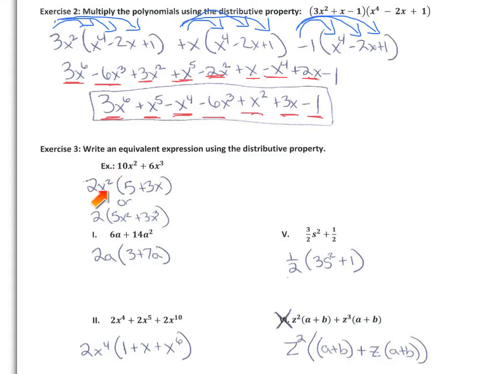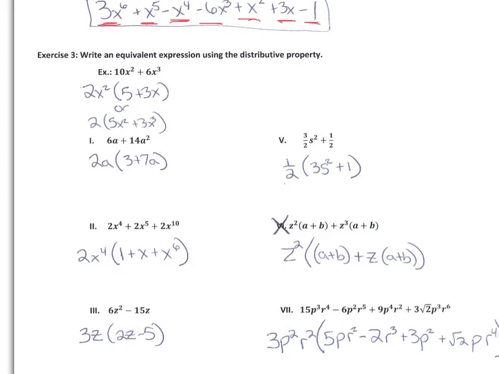The x squared's already out. 2 times 5 is 10. And in this case here, I'm left with a 3x because 2 times 3 is 6. X squared times x is x cubed. There's other options. I could have had this one as well. Maybe I chose not to take out the x squared and I just took out the 2. And I'd be left with 5x squared plus 3x cubed. We're just going to practice doing that for a few of these in exercise 3.